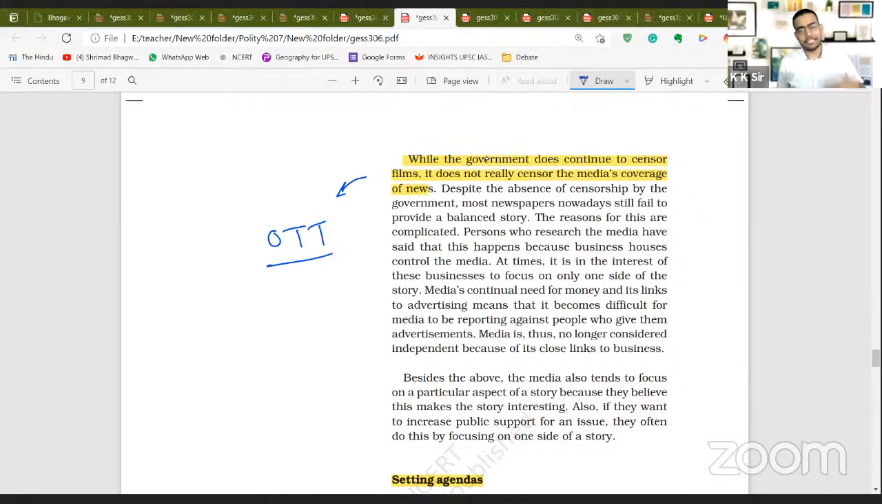So there are so many channels there who are just producing adult content. So there needs to be a ban on that, and that is also considered as censorship. So censorship is not always bad, but government can use that power of censorship in a wrong manner.